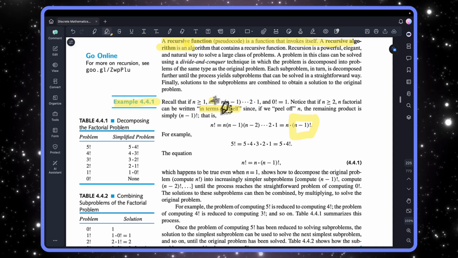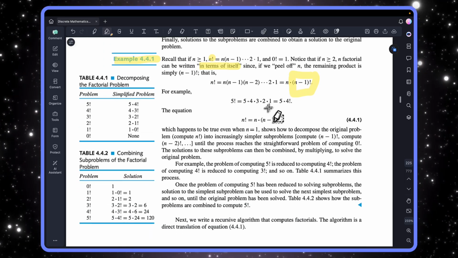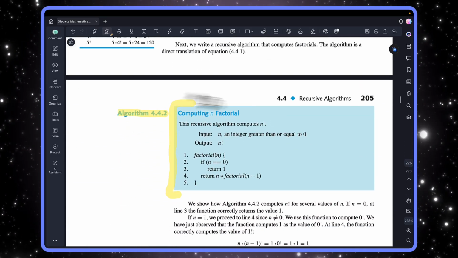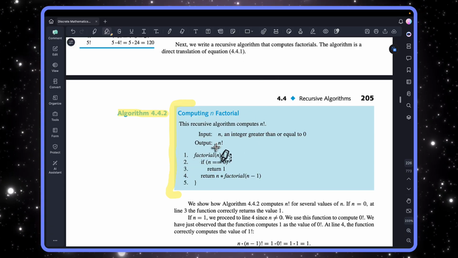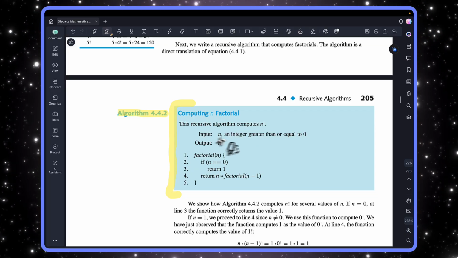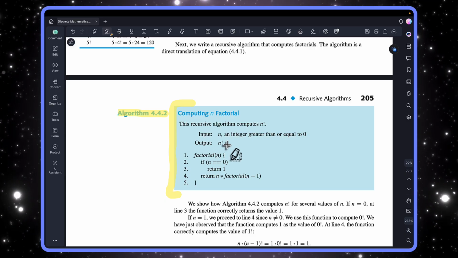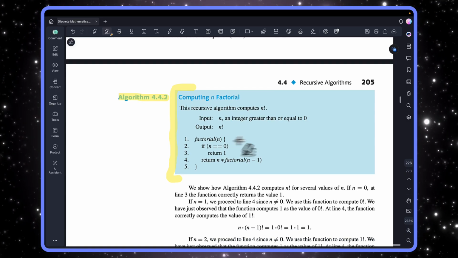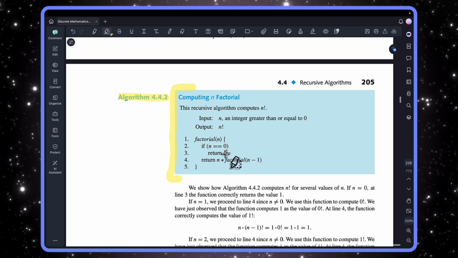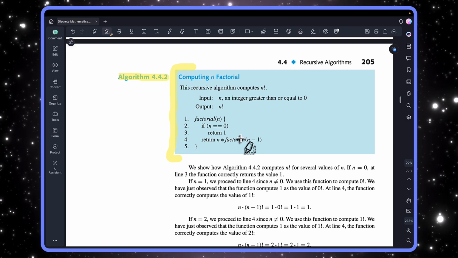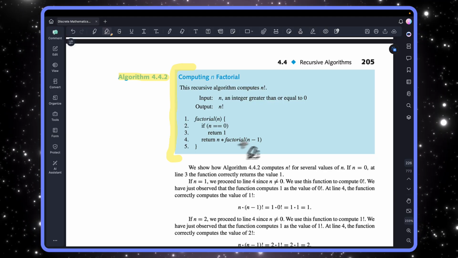So we know what n factorial is. You multiply the first n numbers together and you get n factorial. So here's an algorithm for computing n factorial, and then we'll see if it works. It's a recursive algorithm to compute n factorial. You input n, an integer greater than or equal to 0, and the output is going to be n factorial. So the function is factorial(n), and if n equals 0, you return 1. Otherwise, you return n times factorial(n minus 1).